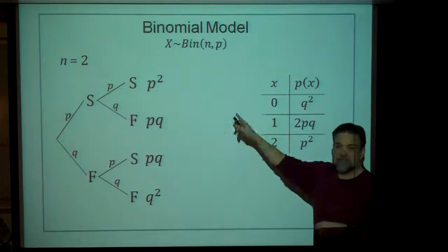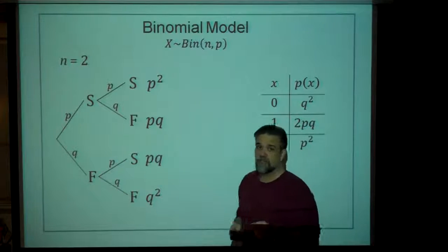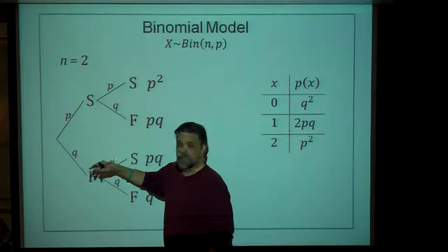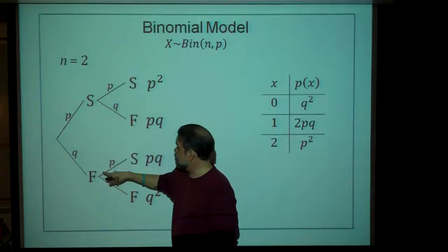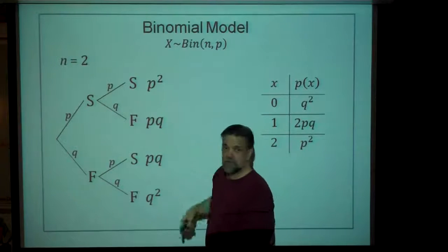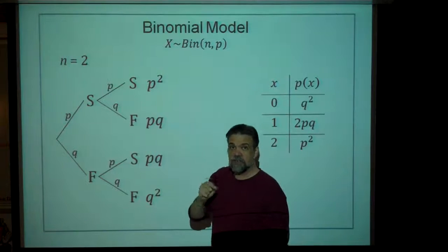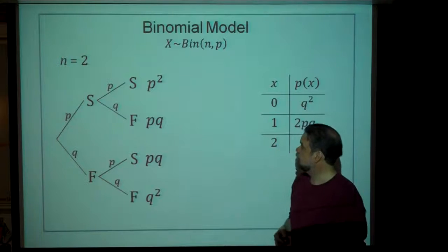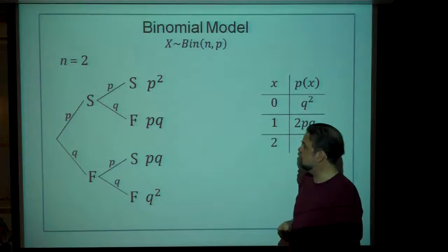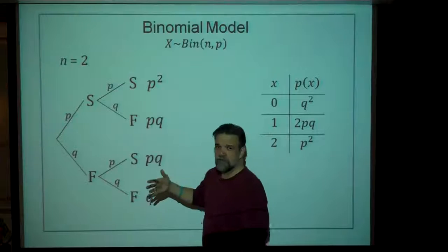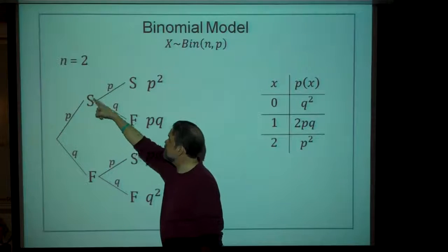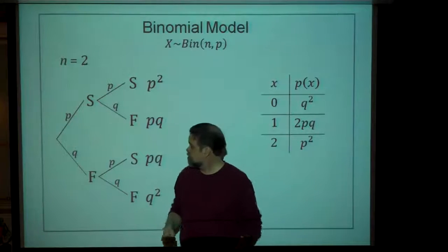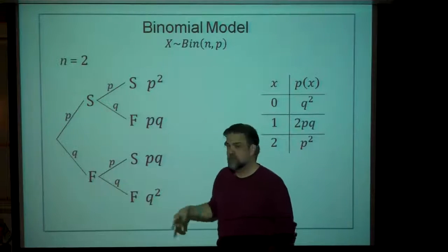So here's what the tree looks like with the binomial random variable. This is what the tree looks like when n is just 2. Like I said, there's 2 trials, so either success or failure, and then the second trial, either success or failure. As you can see, these are independent trials, so your probability of success or failure never changes. And so the probability of 2 successes would just be p times p, so the probability of 2 successes is p squared. The probability of 0 successes is q times q, q squared.